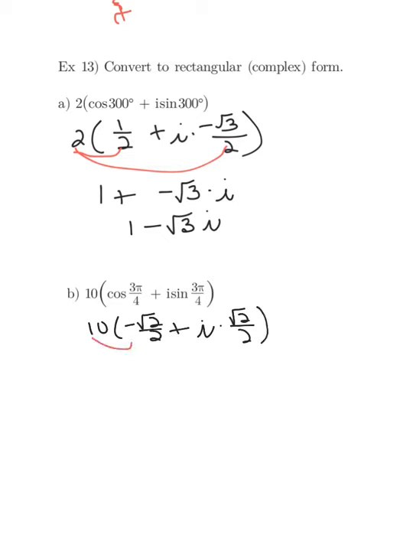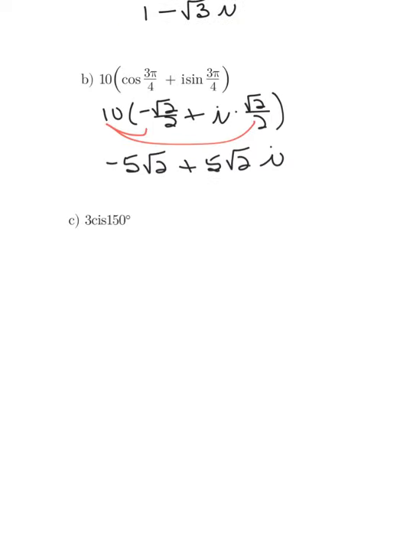Now distribute your 10. If you do that, you will get negative 5 square root of 2 plus 5 square root of 2 times I. On C, what's a little bit different is that instead of writing cosine individually and sine individually, they've used a shorthand version of these numbers, which is the CIS form of it.